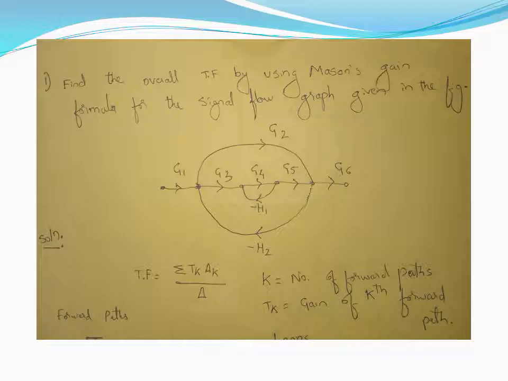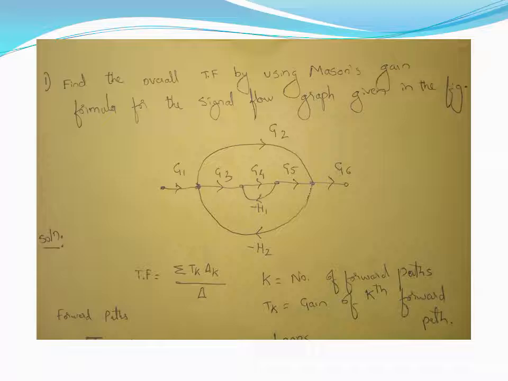So first we need to check how many forward paths we have and the number of loops we should calculate. Looking at the diagram, we have two forward paths. G1, G3, G4, G5, G6 is one forward path. I'd like to remind you, a forward path is a path which starts from the source node and ends at the destination node without repeating any node.